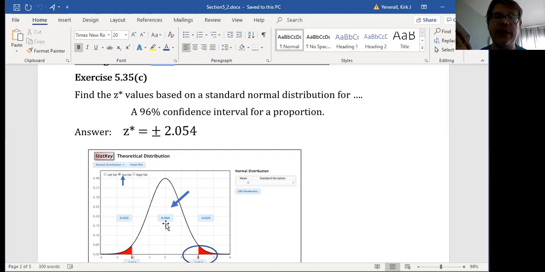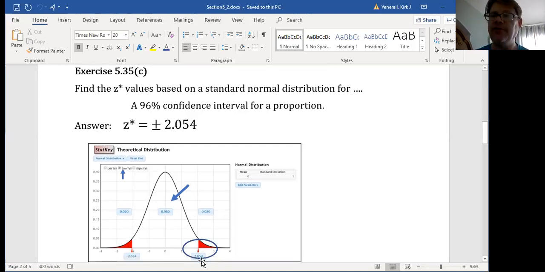So StatKey allows me to change that proportion or that area to be whatever I want it to be. Here I want it to be 96%, so I've changed the value to that. And now I go down and look at the bottom and observe what are the special z-scores that will give me 96% of the area between them. I see from looking down here that they're positive and negative 2.054. What that implies is that if I want to make a 96% confidence interval, I need to use that many standard errors, or that many standard deviations, in order to construct a margin of error that is wide enough to guarantee the level of confidence that I'm looking for. That's the first key skill: finding these special z-scores that relate to the level of confidence that you want.